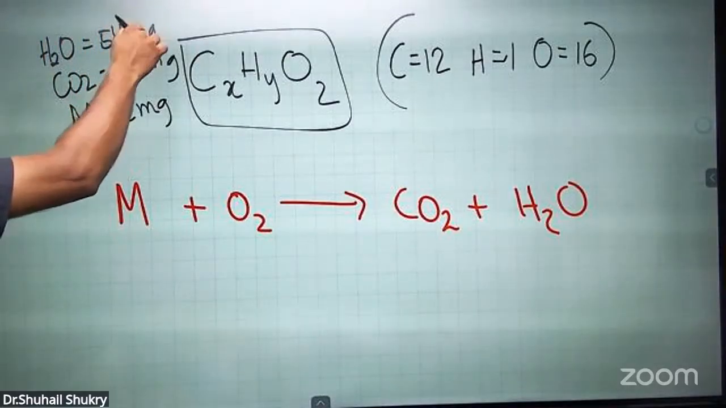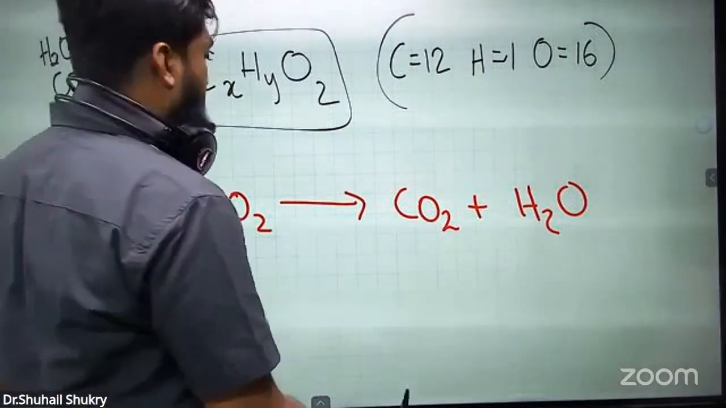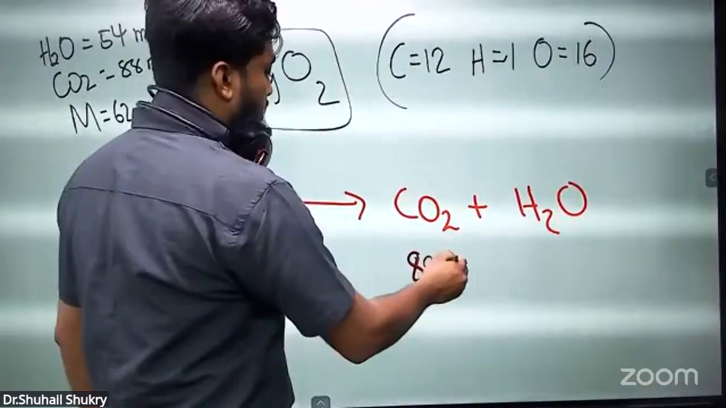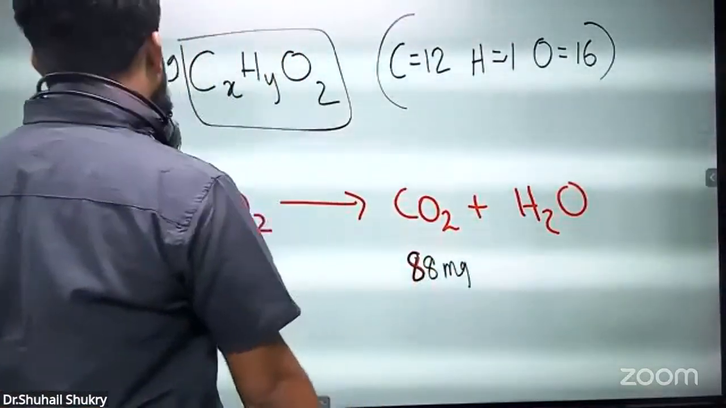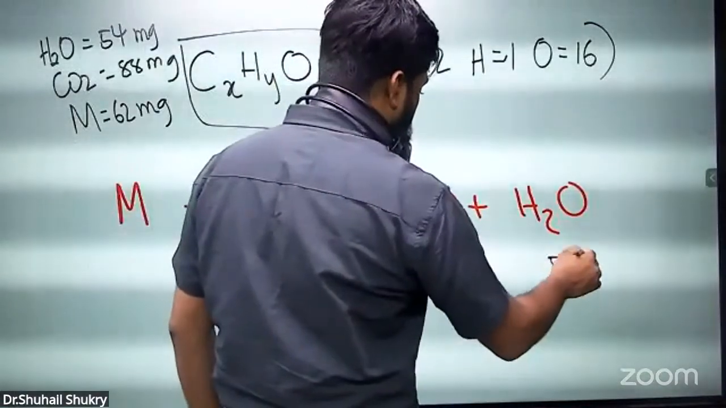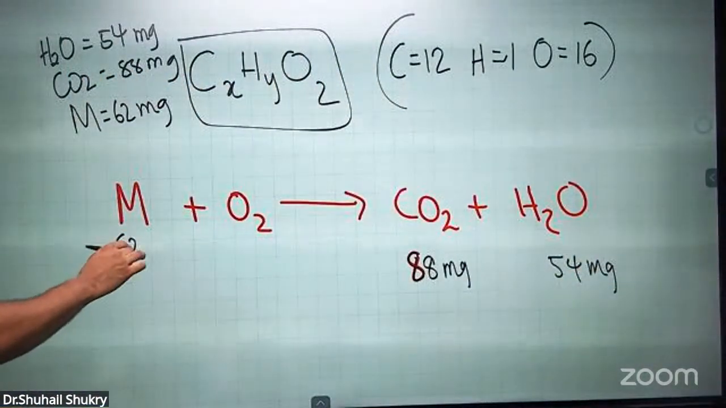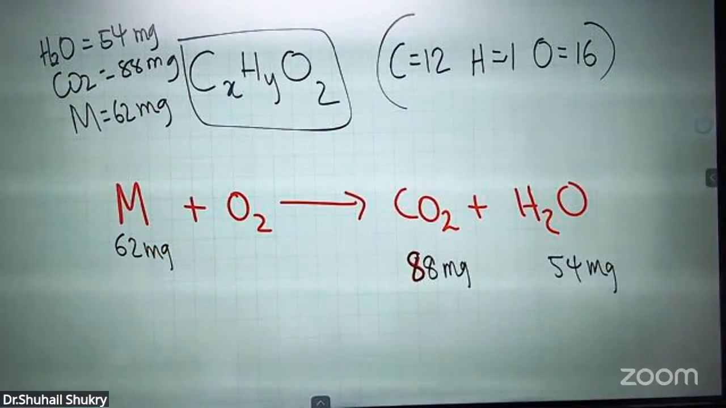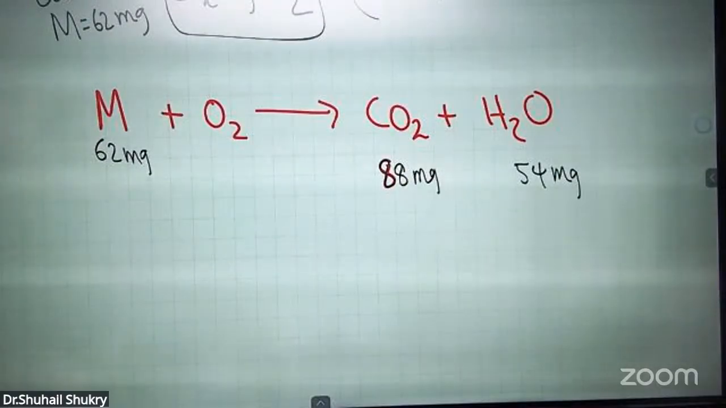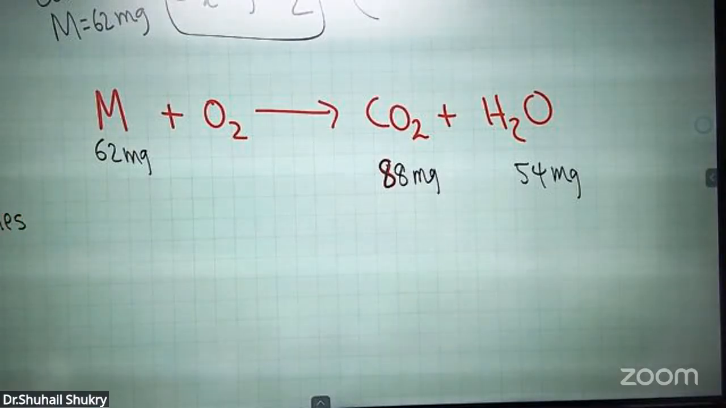Now with this information, I have to find the molecular formula. This is a past paper question. For CO2, I know it is 88 milligram. H2O is 54 milligram. And capital M is 62 milligram. First of all, we'll see the moles of this. We have to connect these with the number of moles. How to find the number of moles?